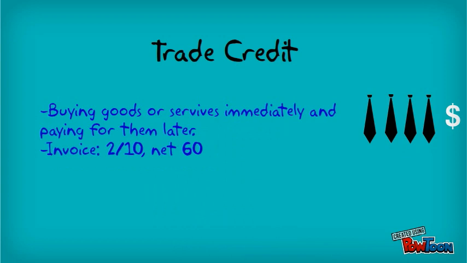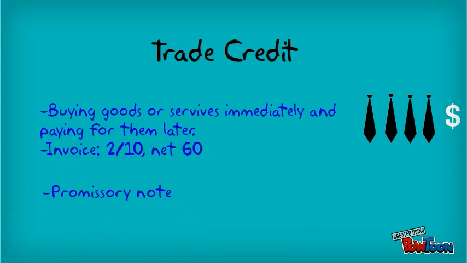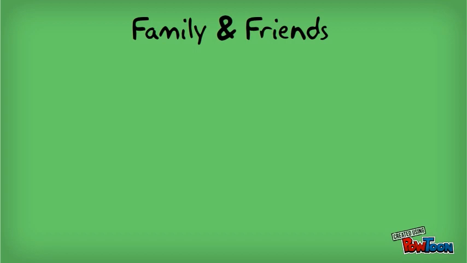This is one of the most common types of short-term funding for businesses because it's the least expensive and most convenient. If a company doesn't have good credit, or if they just don't have a credit history, the trade credit supplier might require a promissory note. A promissory note is a written contract with the promise to pay the supplier a specific sum of money at a definite time. Next, we have friends and family.